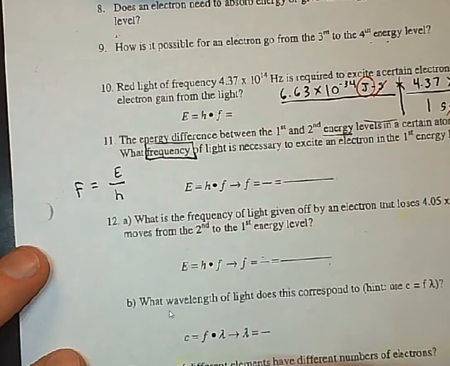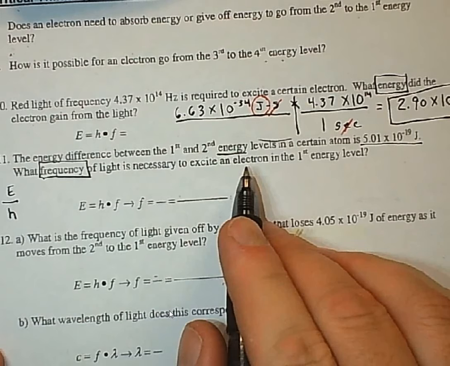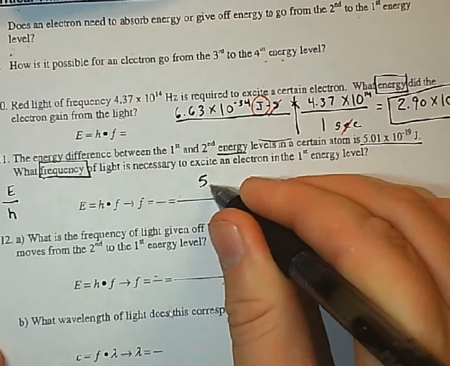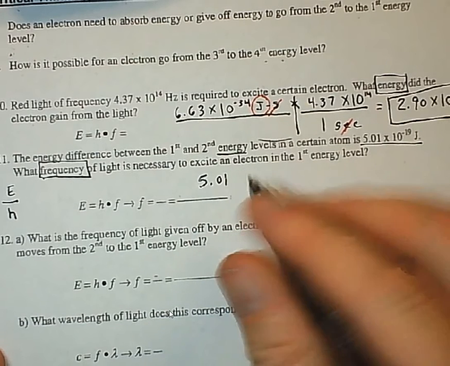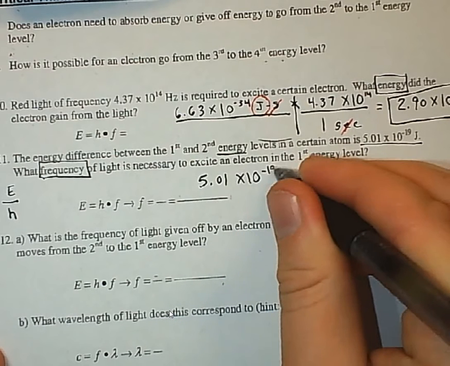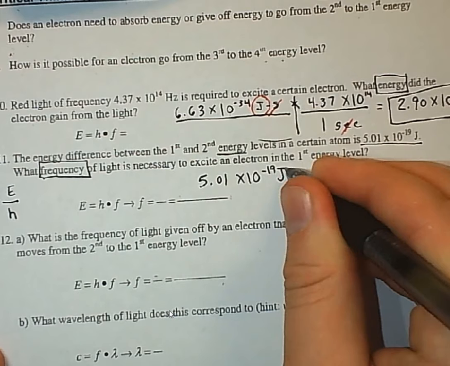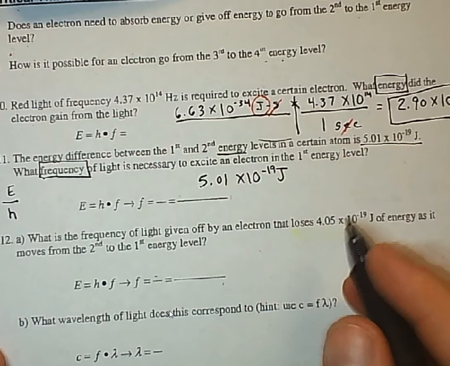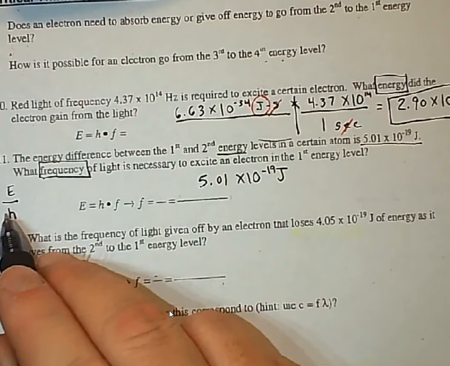Okay, so let's set this problem up. First number we have is energy. 5.01 times 10 to the negative 19th joules. And we want to divide it by h.